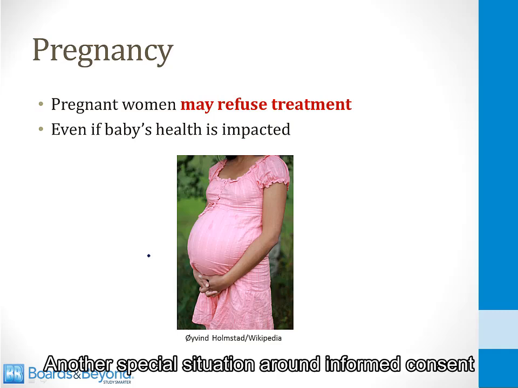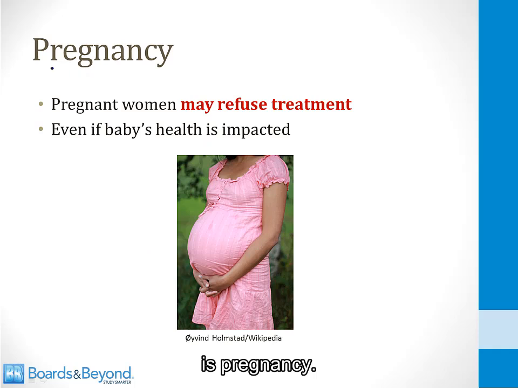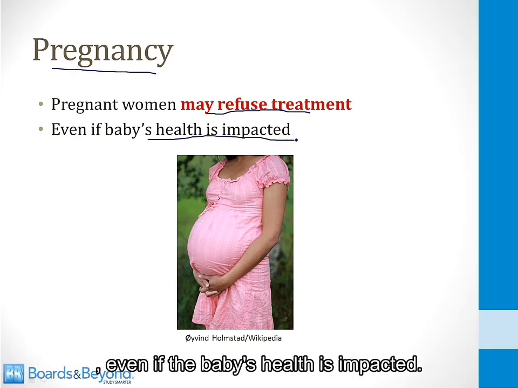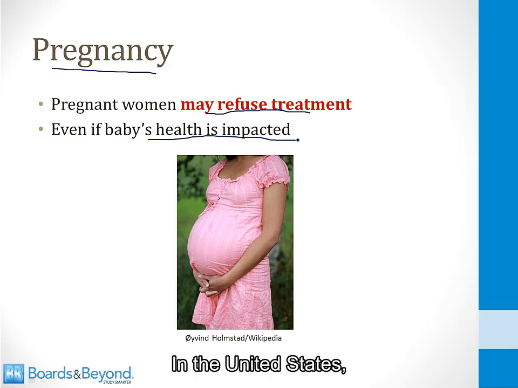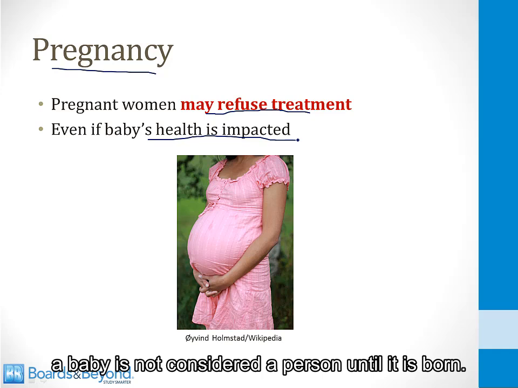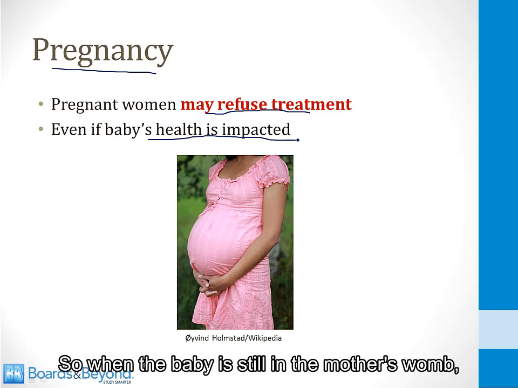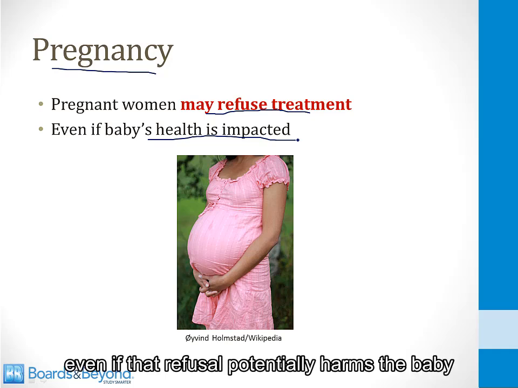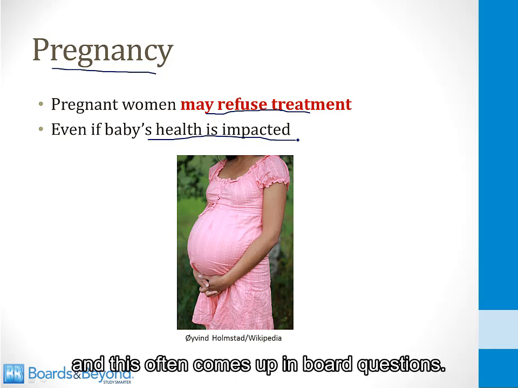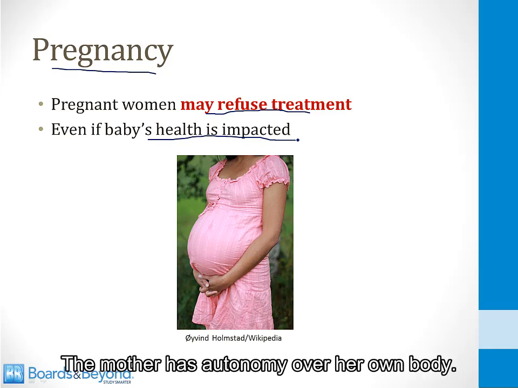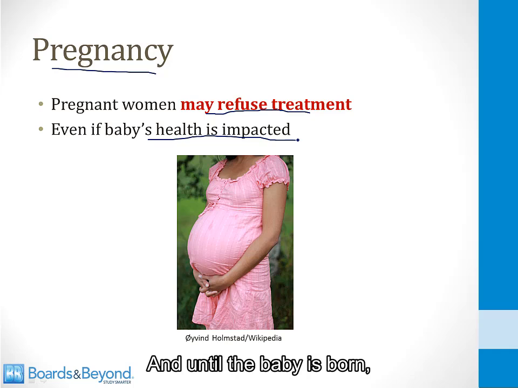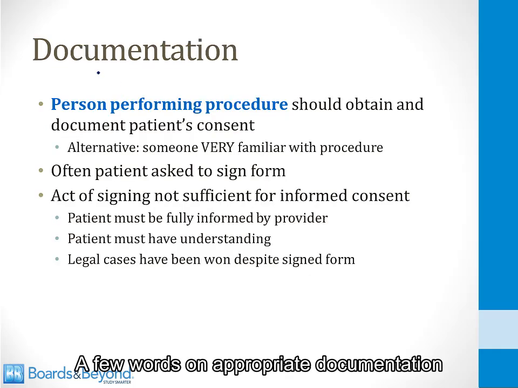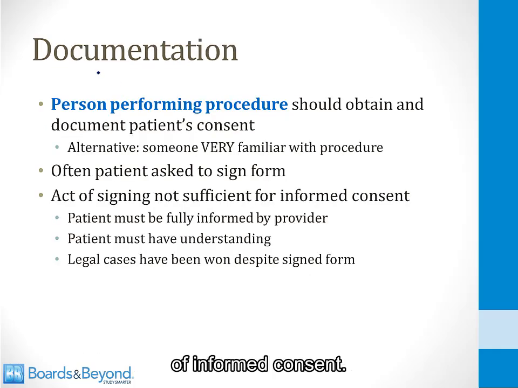Another special situation around informed consent is pregnancy. So pregnant women may refuse treatment even if the baby's health is impacted. In the United States, a baby is not considered a person until it is born. So when the baby is still in the mother's womb, she can refuse treatment even if that refusal potentially harms the baby. And this often comes up in board questions. The mother has autonomy over her own body, and until the baby is born, it is considered part of the mother's body.